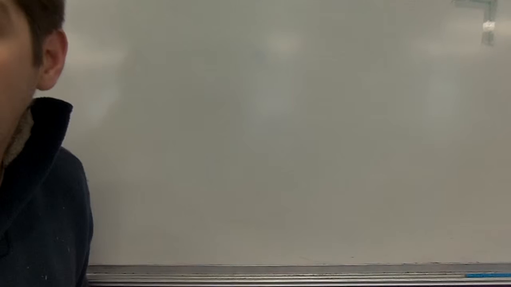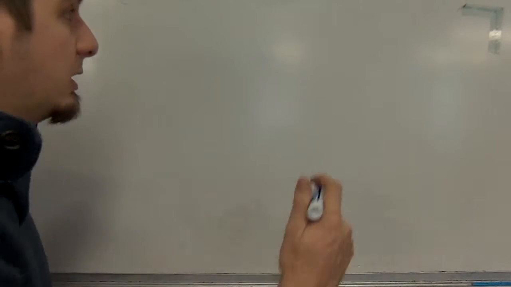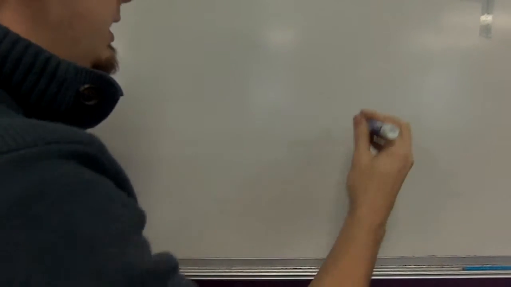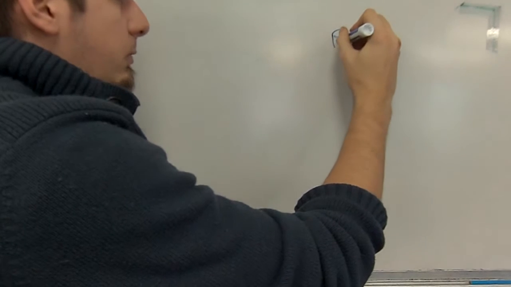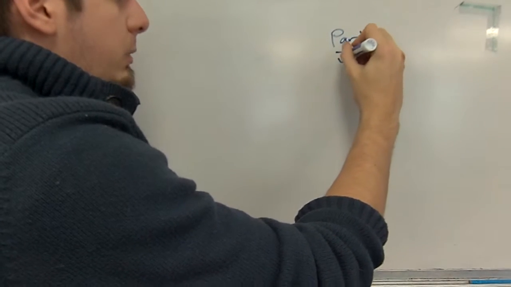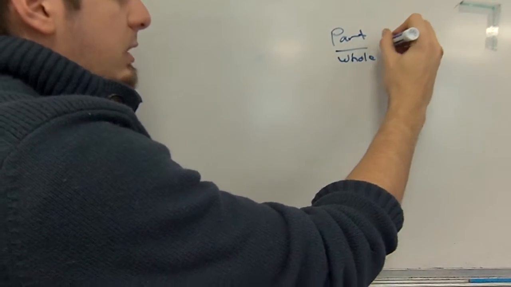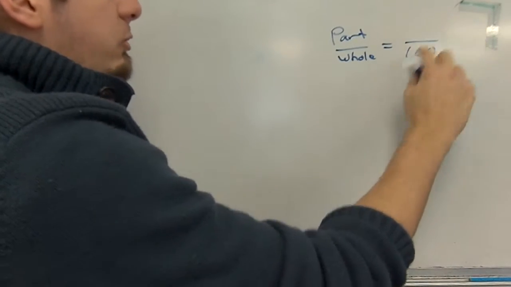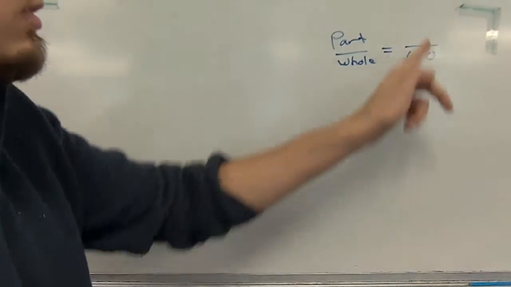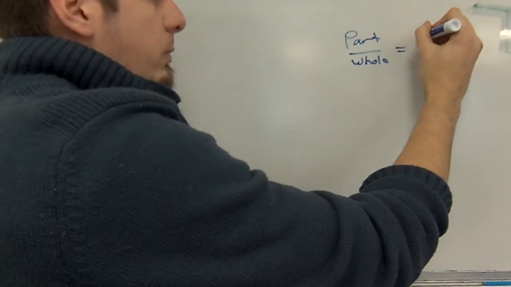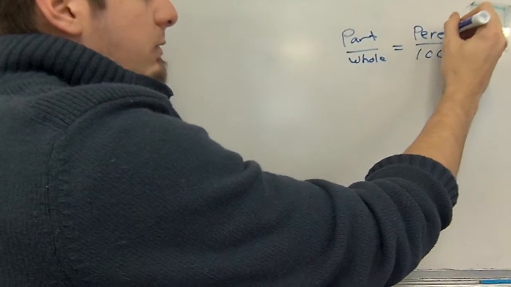In your worksheet, you're going to be given a variety of questions, and you're just going to need to understand the percent equation. Like we said before, we have part, we have whole, and it is equal to percent over 100. The 100 is always here, because this right side represents the percentage, and percents are always out of 100.